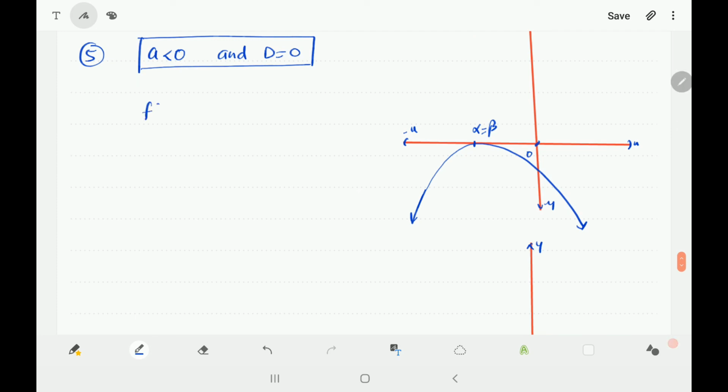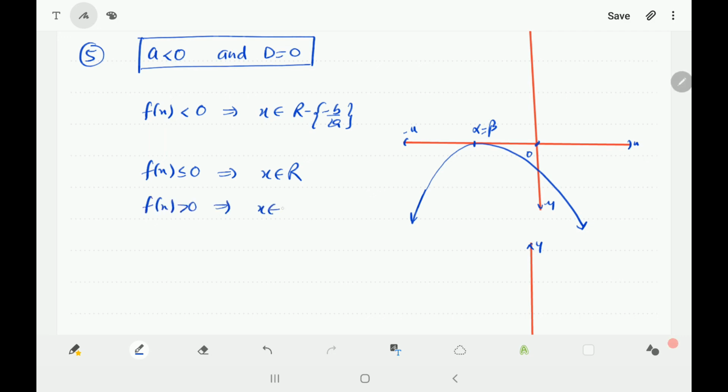If I ask what are the values of x for which f of x is less than 0, then the answer will be x belongs to R minus b by 2a, obviously because at minus b by 2a f of x is equal to 0. If we ask f of x is less than or equal to 0 for what values of x, then x will be belonging to R, because for complete number line f of x is less than or equal to 0. If we ask f of x is greater than 0, then it will not be possible in this case, because f of x is only negative or equal to 0.